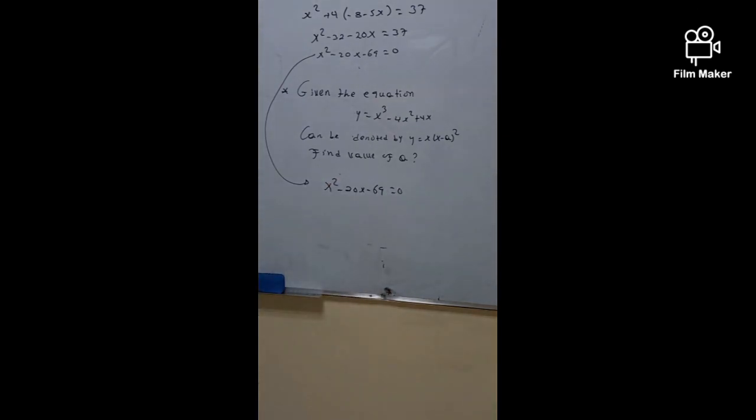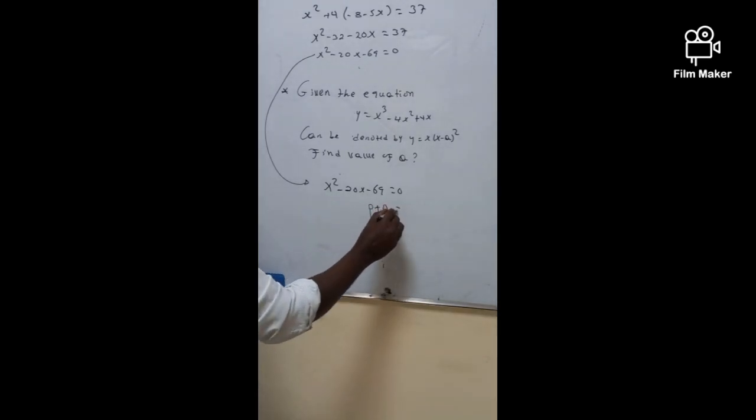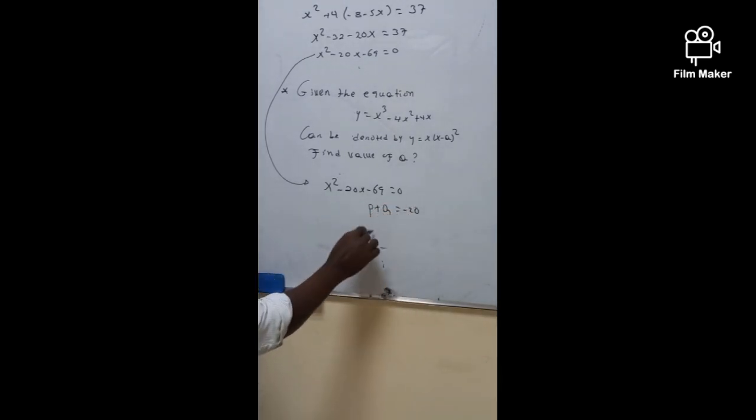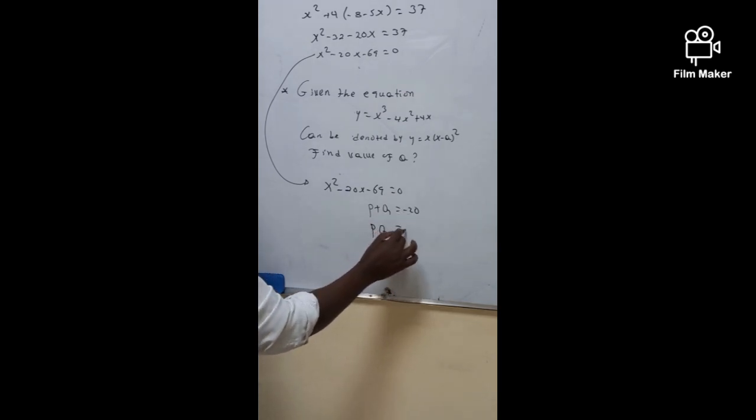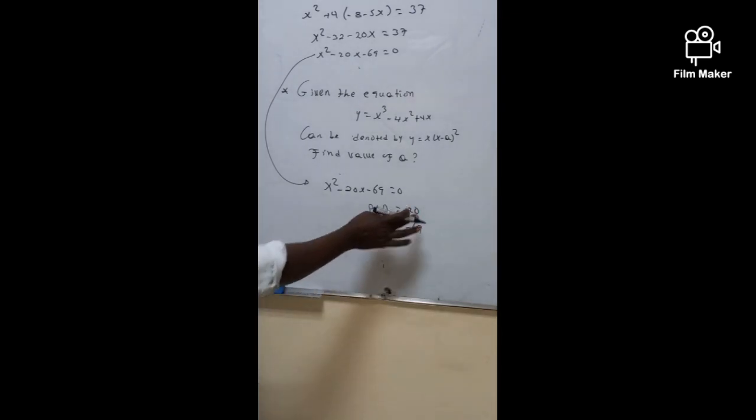So how can we find the solution for this? Now, in order to find the solution of this problem, we can use simply what? Factorization technique. Let's find two numbers whose sum is negative 20 and whose product is negative 69. So could you tell me two numbers whose sum is exactly negative 20 and whose product is negative 69?